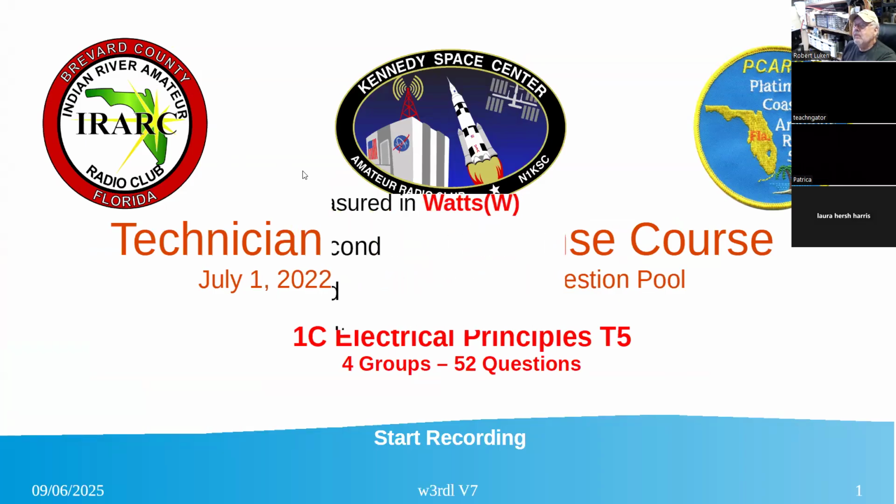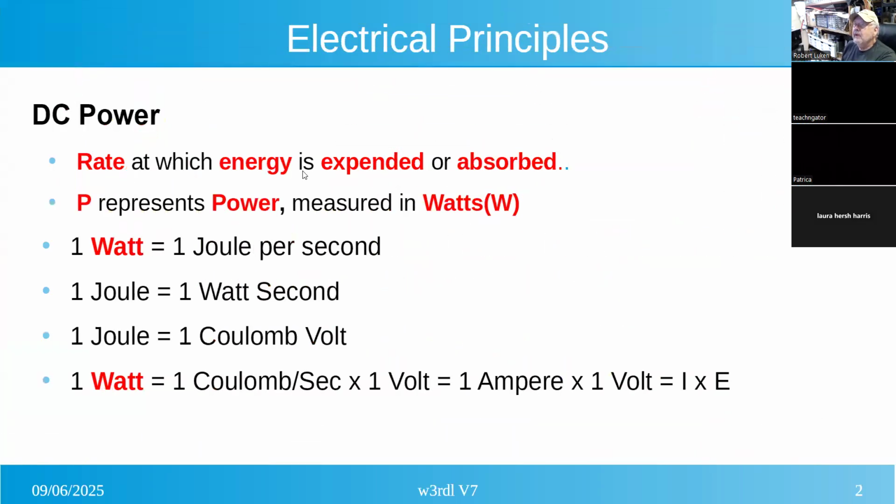Okay, so we'll talk about DC power. Similar formula to Ohm's law, but in this case, we want to know about how much power is being delivered or used in a circuit. And power is the rate at which energy is expended or absorbed.